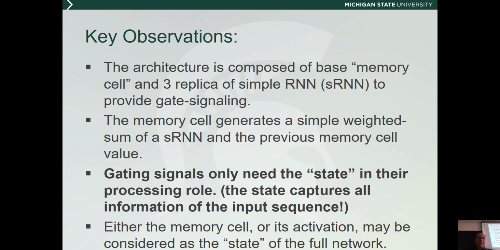So we can look at the memory cell or its activation as representing the state for the network. You choose either one, it's fine because they're equivalent. They have a transformation between them. And typically this nonlinear transformation is invertible, meaning that if you have the state, you can get the activation. If you have the activation, you pass it through the inverse of the nonlinearity, you get the so-called memory cell or the state.